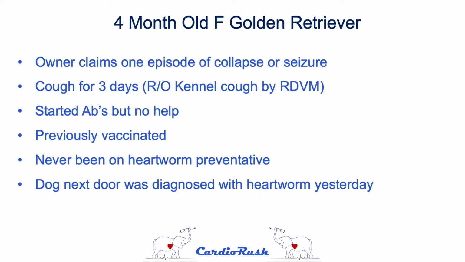First, we're going to start out with a case, a 4-month-old female golden retriever who had an episode of collapse or seizure. It also has had a cough for 3 days that was suspected to be due to infectious tracheobronchitis. And the referring veterinarian started some antibiotics, but there was no help.